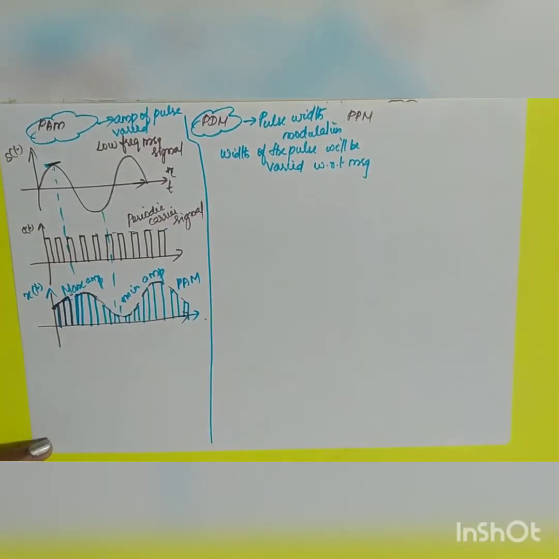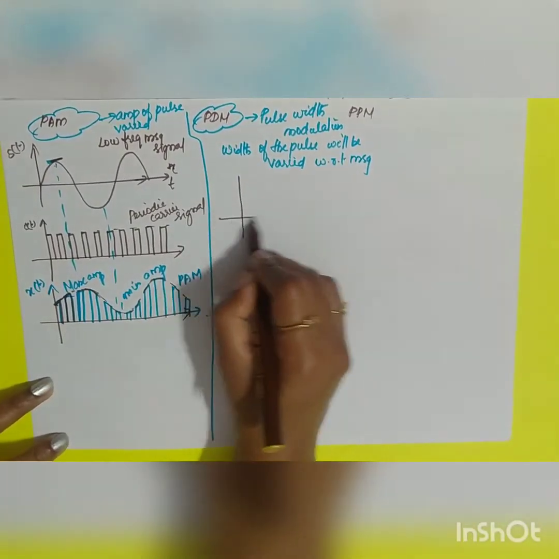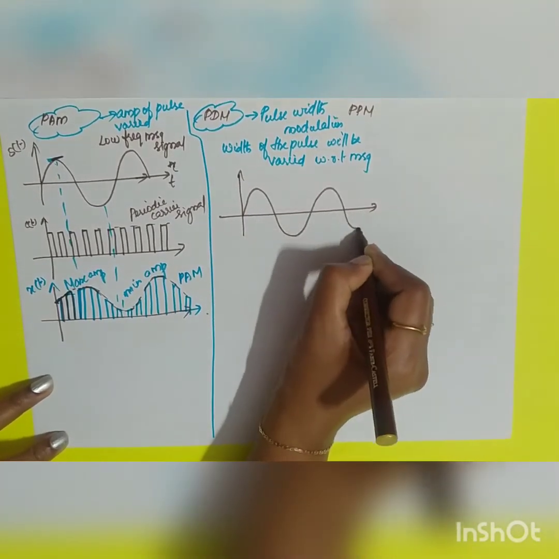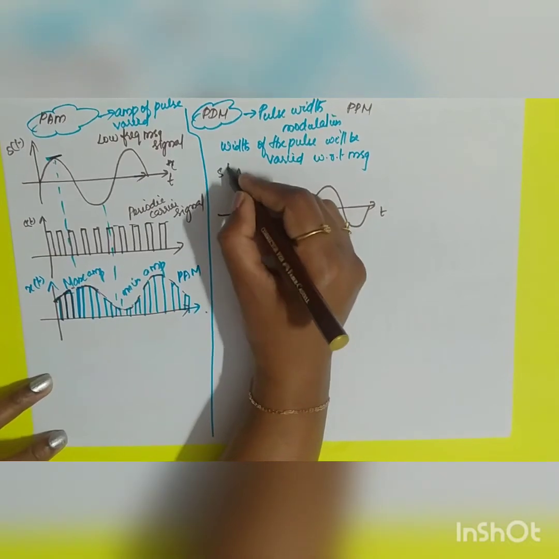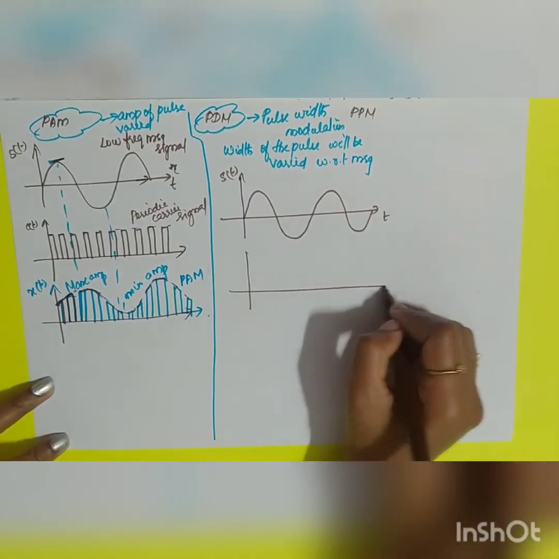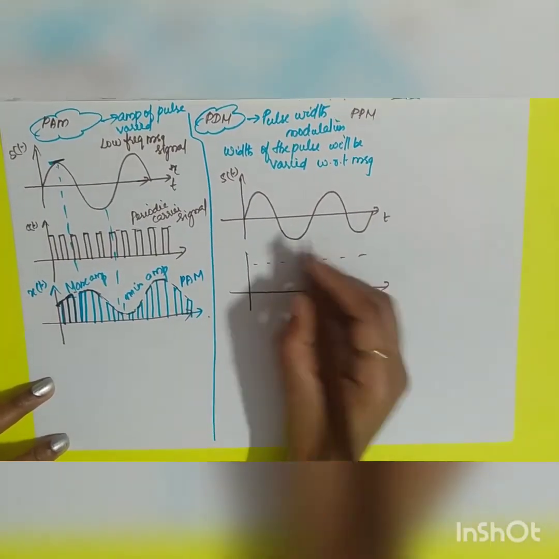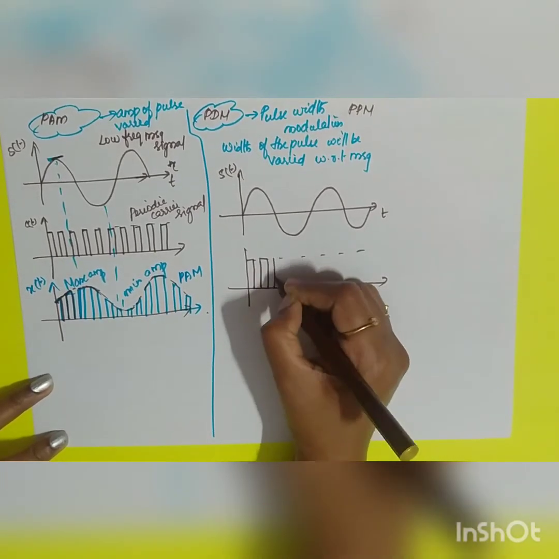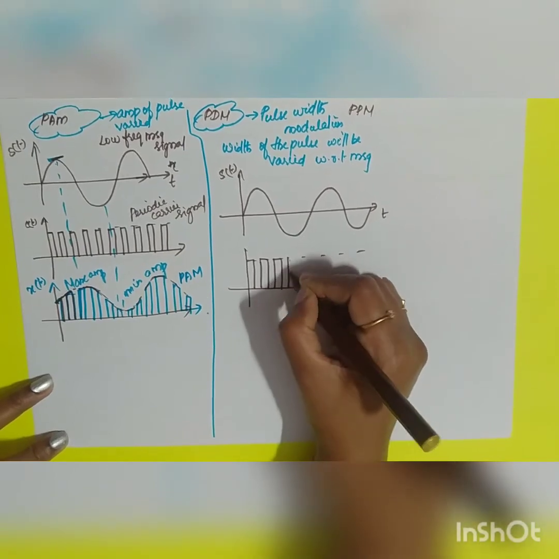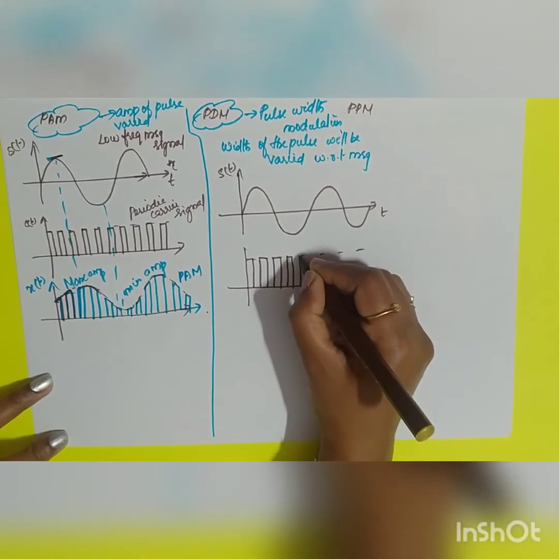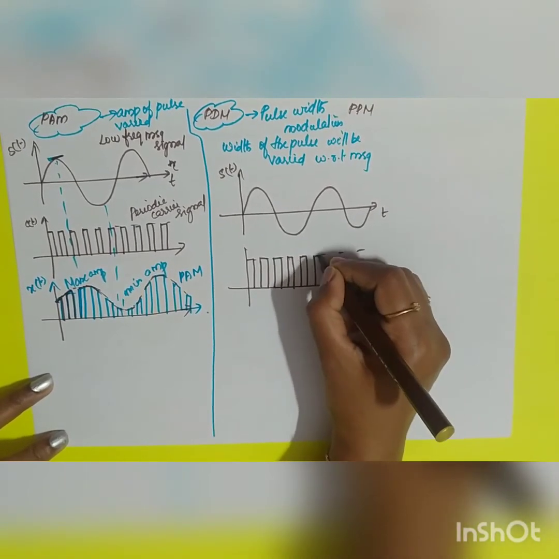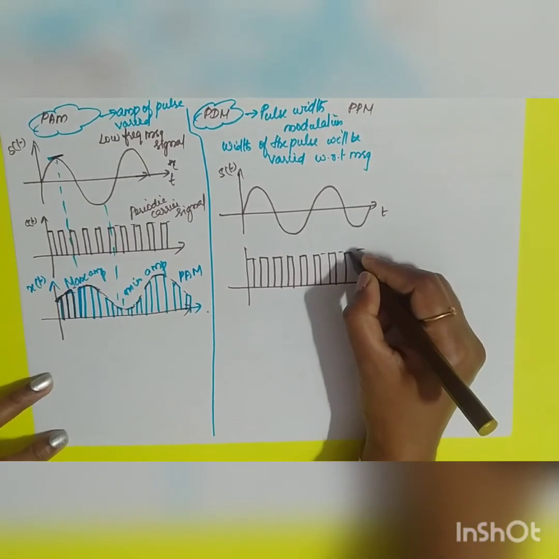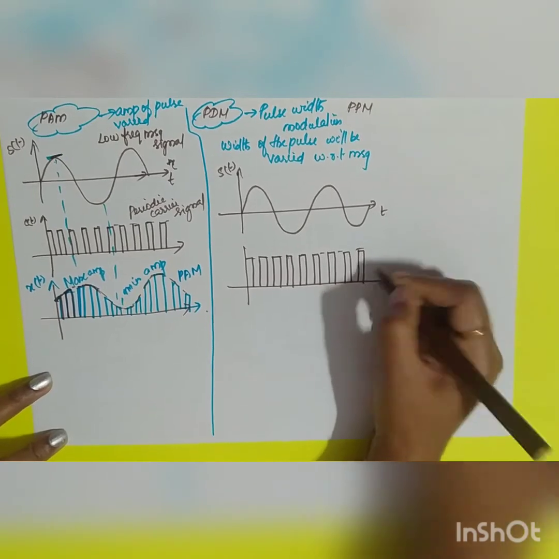So what will be your waveform? How will you get your waveform? If I take this as your message signal, low frequency message signal, S of t. What is your carrier signal? Carrier signal will be your train of pulses with constant width and periodic in nature. So this is going to be your C of t.